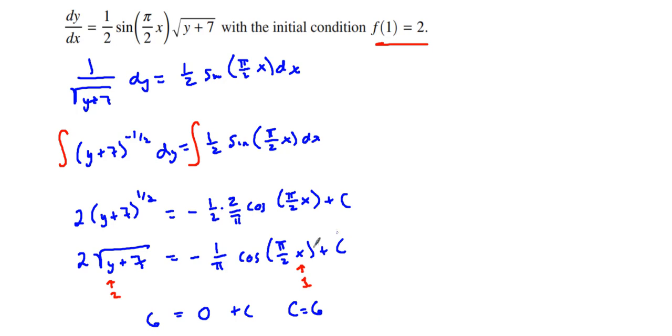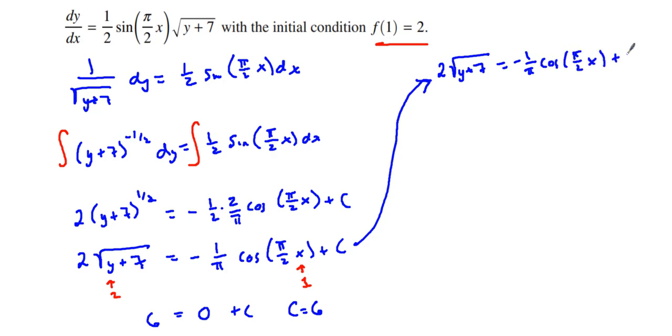So let's come back. We're going to bring this equation back up here, okay? But we're going to do it this way. We have 2 times the square root of y plus 7 equals negative 1 over pi cosine of pi over 2x plus 6. Okay, so now we just got algebra. We got to roll up our sleeves and do a little bit of algebra. So we're going to divide everything by 2. I'm going to walk us through step by step. So we get square root of y plus 7 equals, dividing by 2, negative 1 over 2 pi cosine of pi over 2x plus 3.